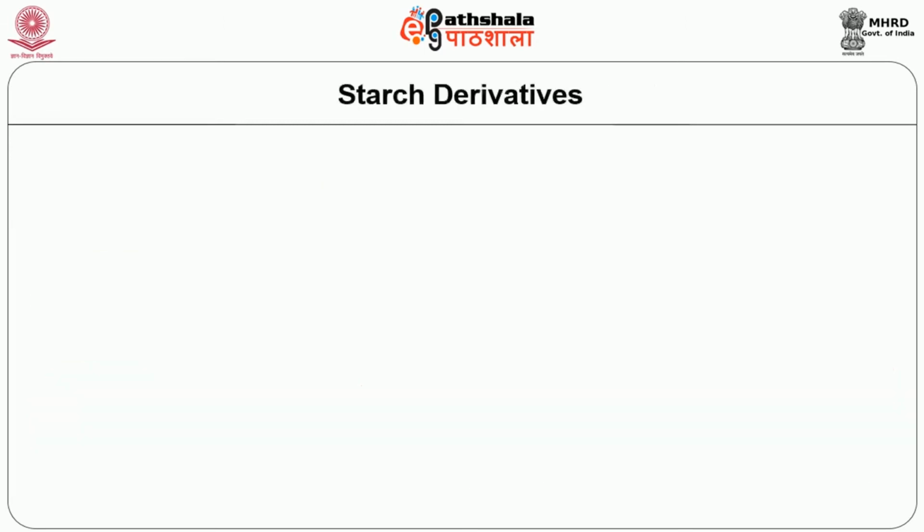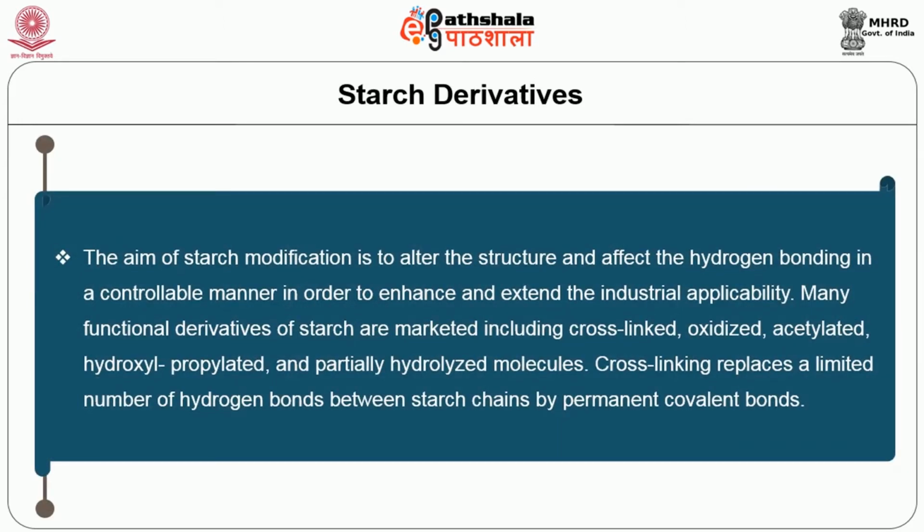Now looking at the starch derivatives, the aim of starch modification is to alter the structure, which affects the hydrogen bonding in a controllable manner in order to enhance and extend the industrial applicability. Many functional derivatives of starch are marketed, including cross-linked, oxidized, acetylated, hydroxypropylated and partially hydrolyzed molecules. This means that the cross-linking replaces a limited number of hydrogen bonds between starch chains by permanent covalent bonds.